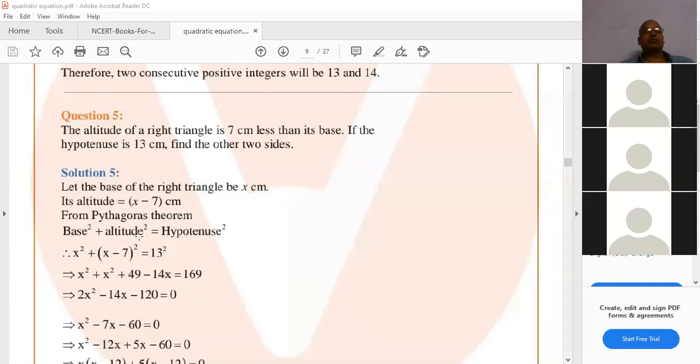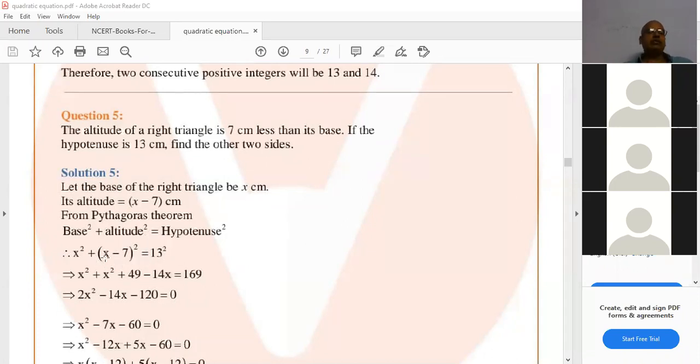Base square plus altitude square is equal to hypotenuse square. I simply wrote what I told in sentence form: in a right triangle, the square of the hypotenuse is equal to the sum of the squares of its two sides. The two sides are base and altitude only. That's why I simply wrote base square plus altitude square equal to hypotenuse square. So x square plus (x minus 7) whole square is equal to 13 square.